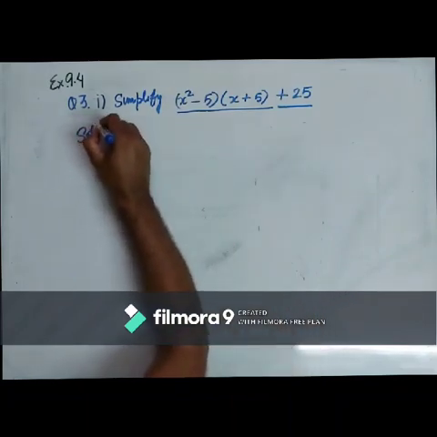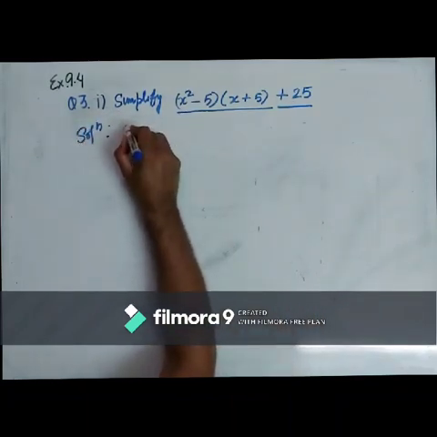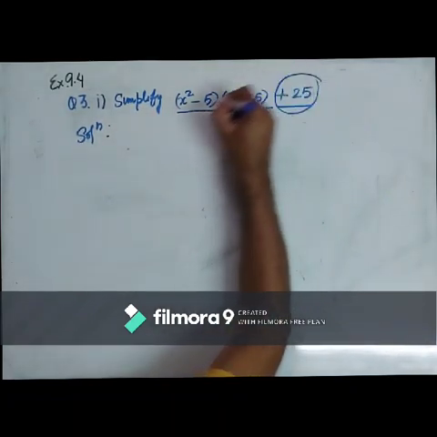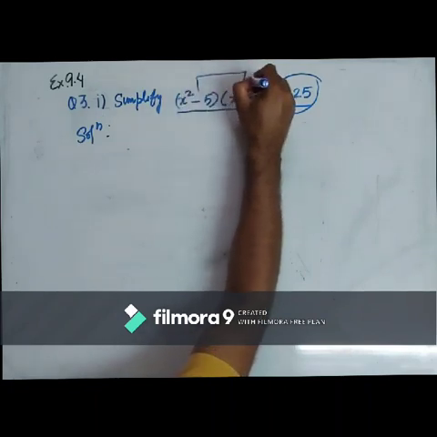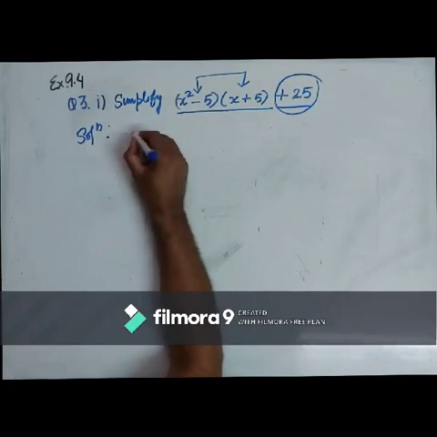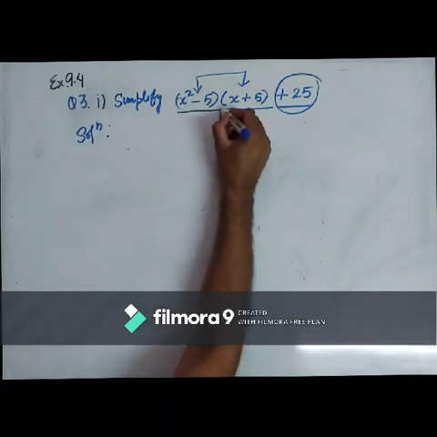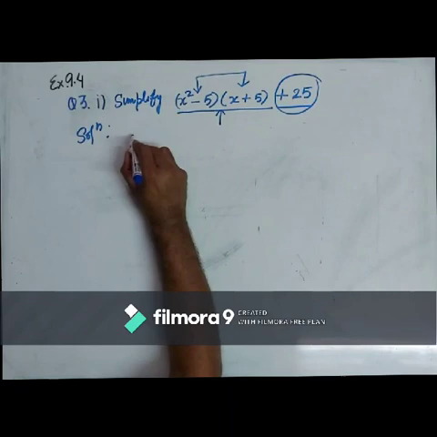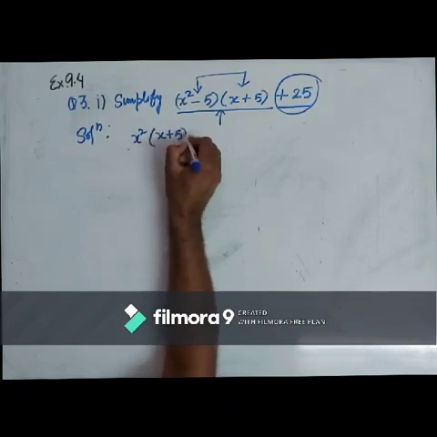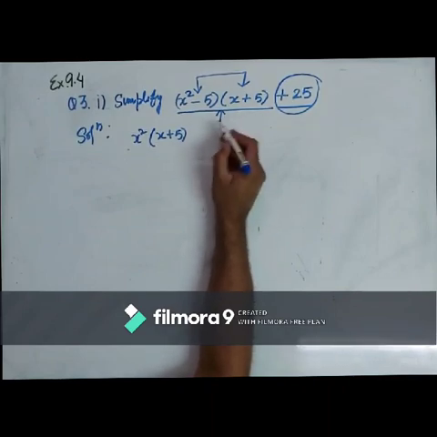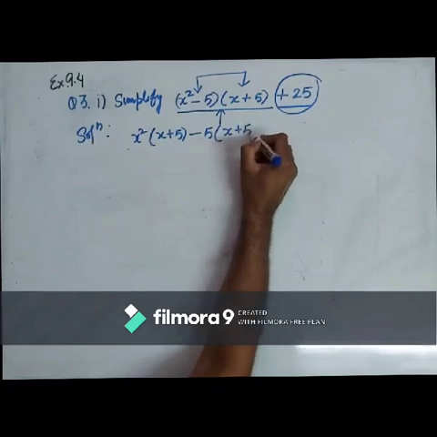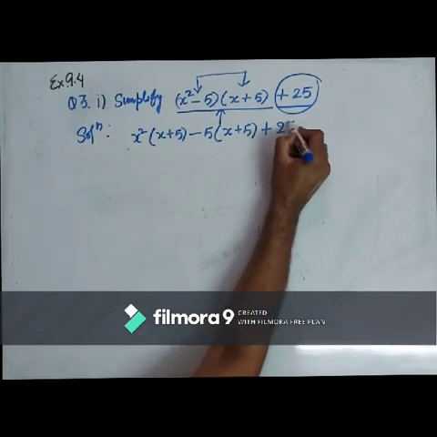So solution part dekhte hain. Solution we have. This 25 will remain as it is until these two binomial terms are multiplied with each other. So what we have to do here is simply focus on multiplying these two and start it by x square bracket start x plus 5, as we have done in the previous question, minus 5 and x plus 5 plus 25, right?